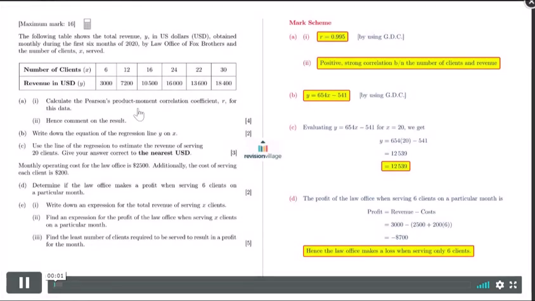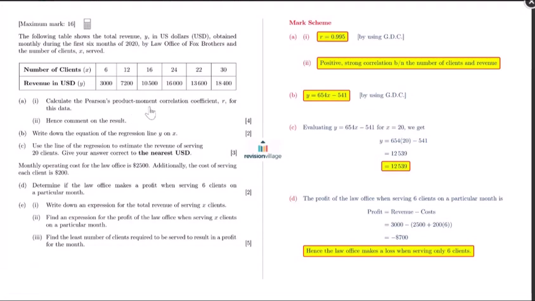Part A has two parts. The first is to calculate the Pearson's product moment correlation coefficient R for this data. And then the second part is to comment on the result. So let's start with part A. We want to find R, the correlation coefficient.